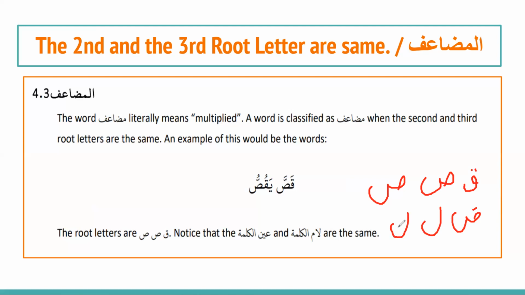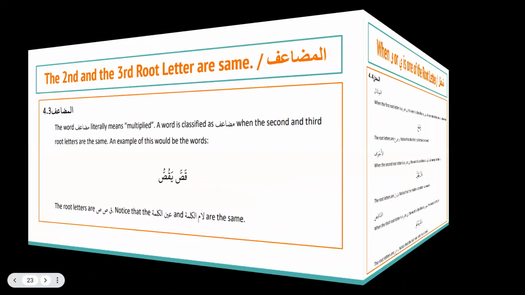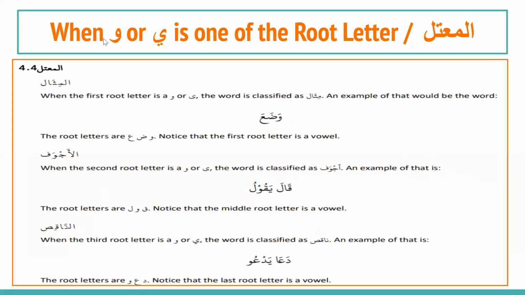Dalla has two lam coming twice. Okay, so this is Mudaa'f. And then the third type of irregularity is when waw or ya is one of the root letters, either one or two of the root letters.